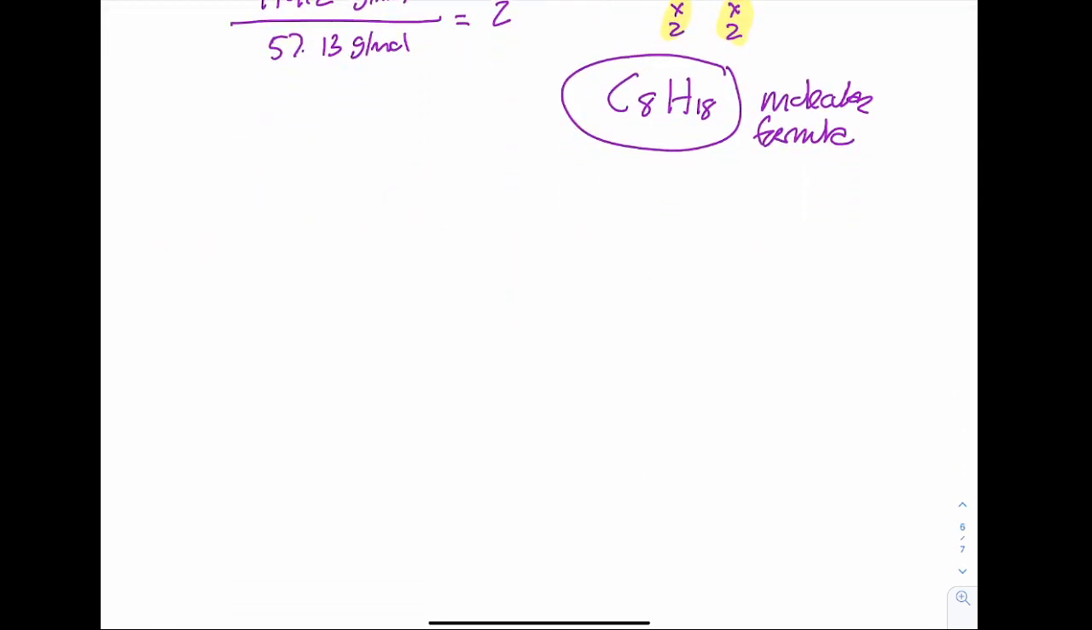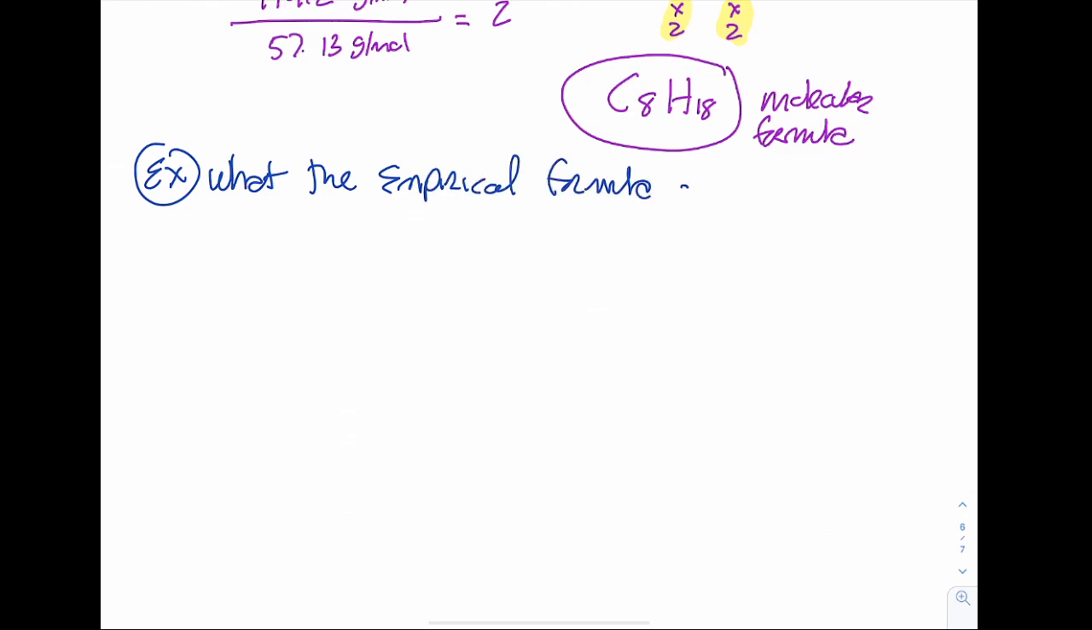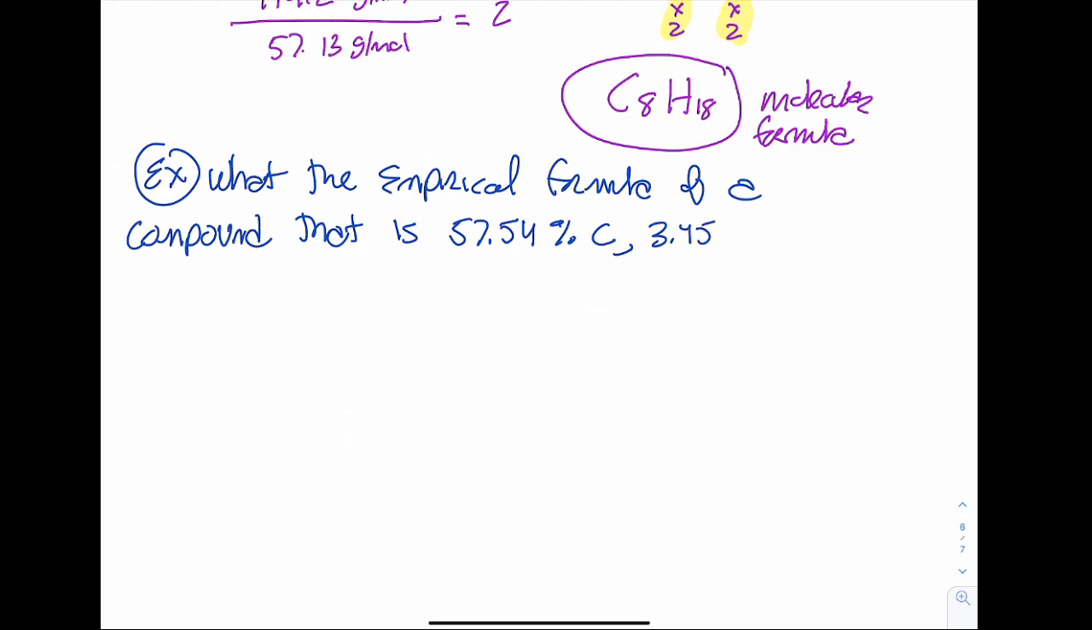So let's go through one more example. Again, what is the empirical formula of a compound that is 57.54% carbon, 3.45% hydrogen, and 39.01% fluorine by mass?